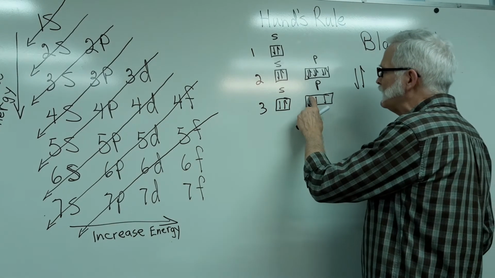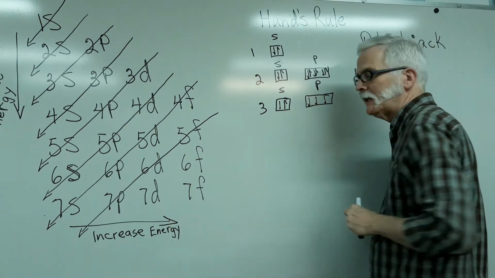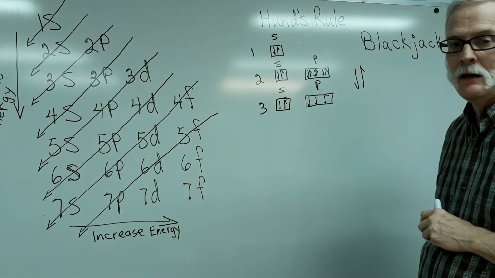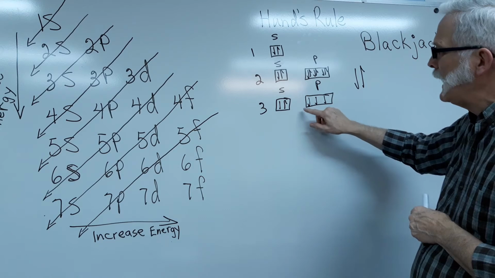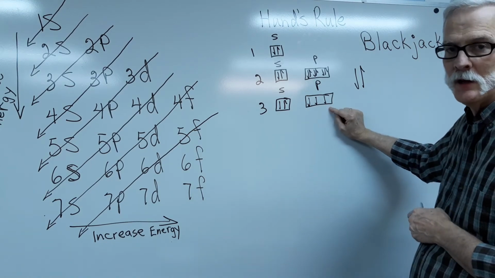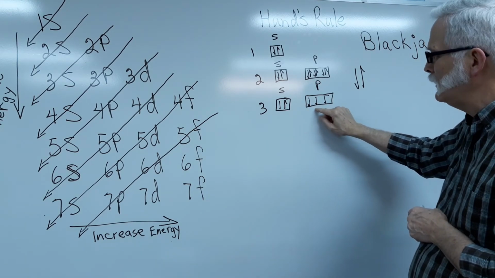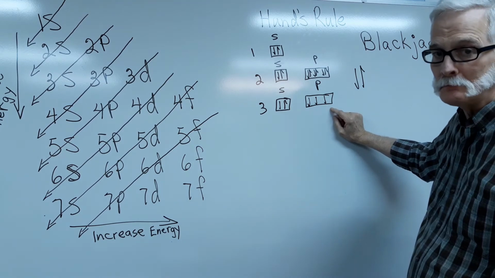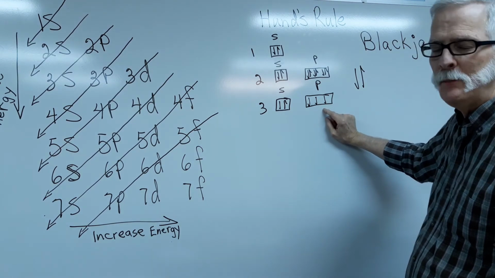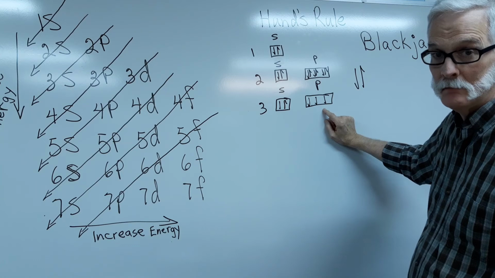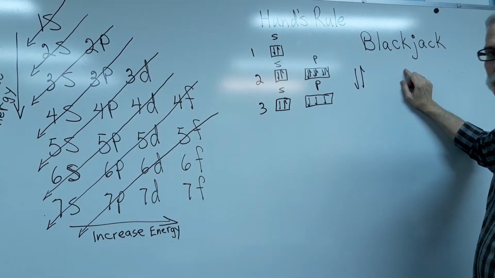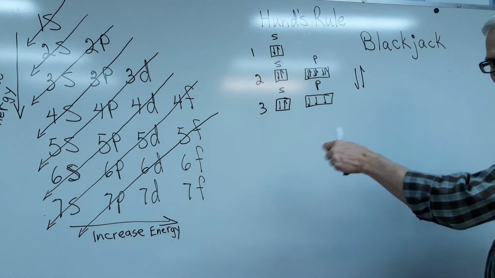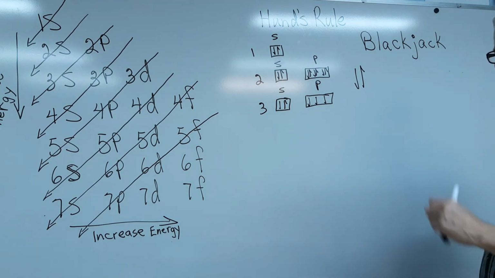Let's say that I had 3 p electrons. Instead of having 2 paired and 1 unpaired, I would have 3 unpaired electrons. Why? Because I'm going to put 1 electron in each orbital before I go back to put in another electron. And that's the concept of Hund's rule. Blackjack. 1, 1, 1, 2, 2, 2. 1 down, 1 up. And there you have it.